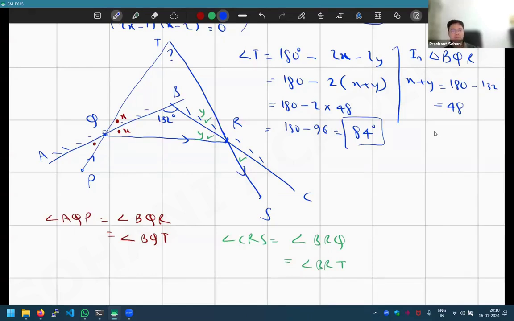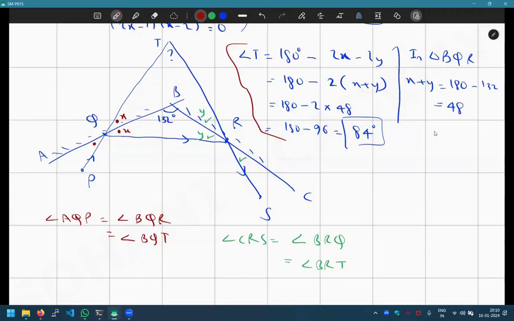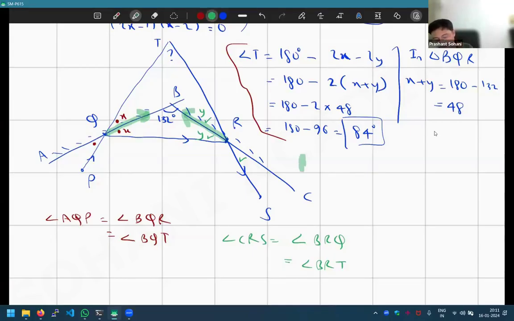Anybody has a different way of avoiding these calculations? Anybody can quickly find the answer of T? X, X, Y, Y. What is this? Is there anything special? Yes, angle bisector. So is there some special name for the point B? What is this point B? The incenter, right? 90 plus A by 2. Yes, exactly. So this QB is the angle bisector of this angle, and RB is the angle bisector of the other angle. So therefore, B is the incenter.